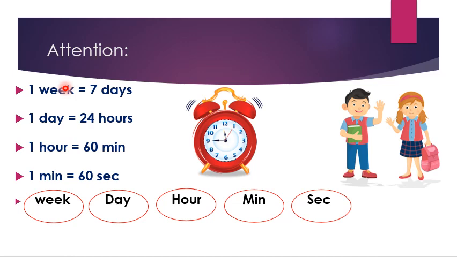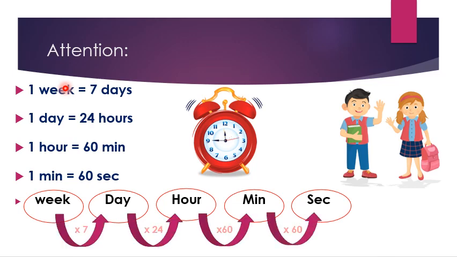Here I have week, day, hour, minute, second. The relation between day, hour, minute, second. 1 week has 7 days. One day has 24 hours. 1 hour has 60 minutes. 1 minute has 60 seconds.